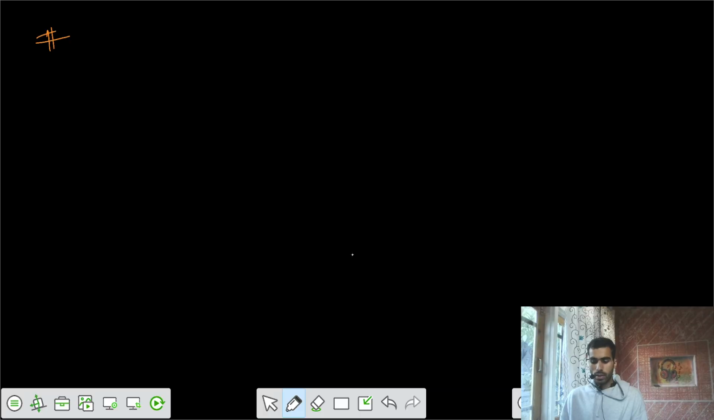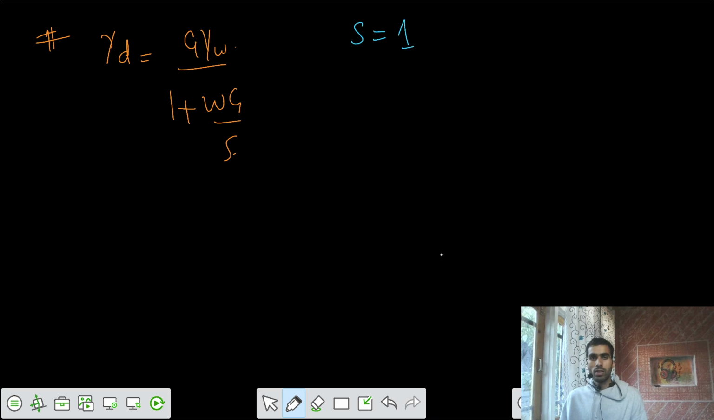Let's say that your gamma dry is actually G gamma W divided by 1 plus W G by S. Now if I say that my study is all based on the degree of saturation being 1, if I keep that degree of saturation equal to 1, what do we get from this equation? Gamma D equals G gamma W divided by 1 plus WG.